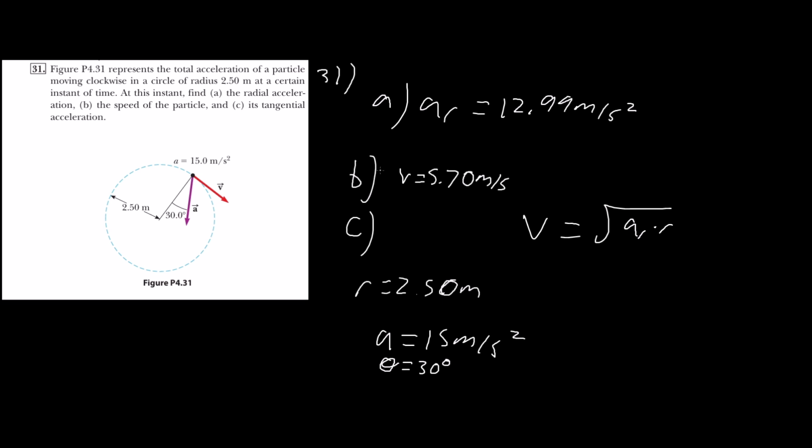And let's see its tangential acceleration. Well, to get the a tangential, all you have to do is look at the picture and know your trigonometry, folks. And you would quickly realize that this is going to be a sine of theta. So I'm just going to put a sine of theta. And the a tangential here is going to be 7.5 meters per second squared.